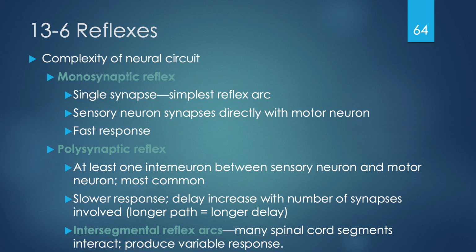Polysynaptic reflexes are just a little bit slower because we're going to have more synapses involved. So every time we have a synapse involved, remember we're triggering an action potential in the subsequent neuron. So these are going to have at least one interneuron in between the sensory neuron and the motor neuron, which is the most common type. There are also intersegmental reflex arcs, and these are where many spinal cord segments are going to interact, and that can produce a variable response.